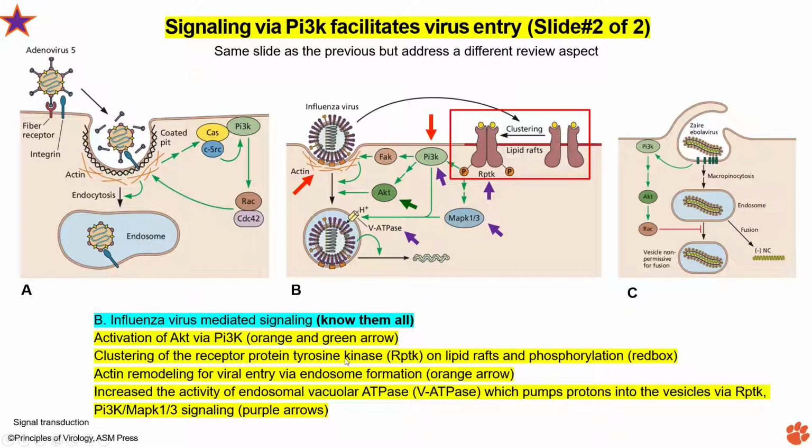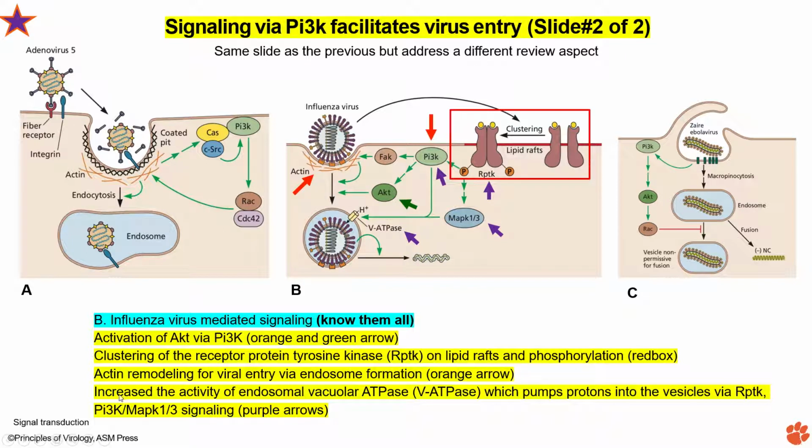And then clustering of the receptor tyrosine kinase, or the RPTK. So upon receptor binding, see that these are the monomers of the receptor tyrosine kinase. And they will cluster on the lipid rafts, and they will also get phosphorylated. See that they are getting phosphorylated. And then actin remodeling from the last slide. I think that I was seeing orange arrows, but it is looking like red. So I will just change those basically.